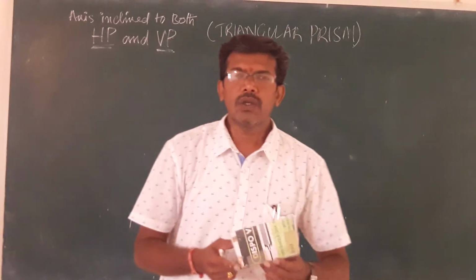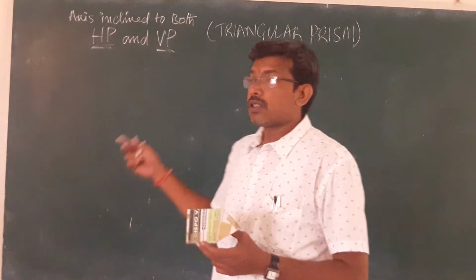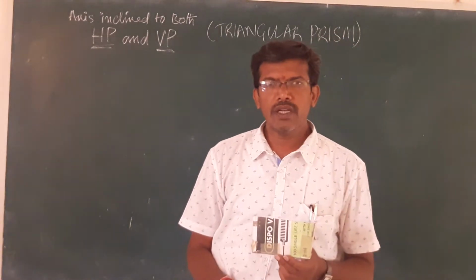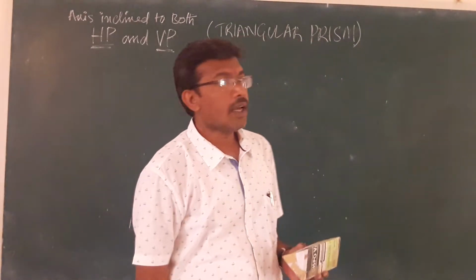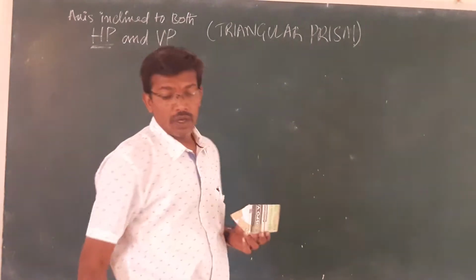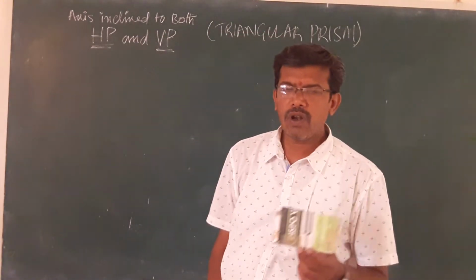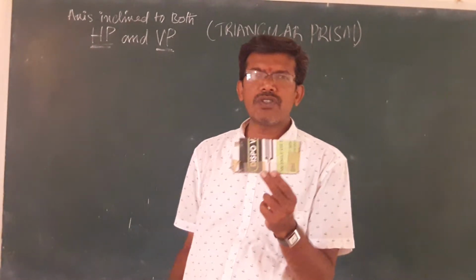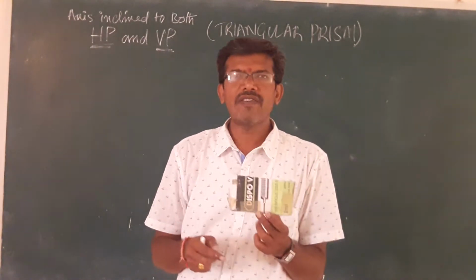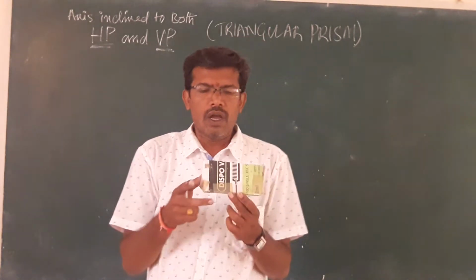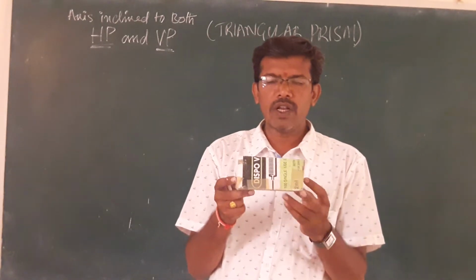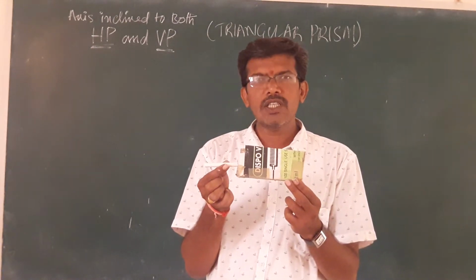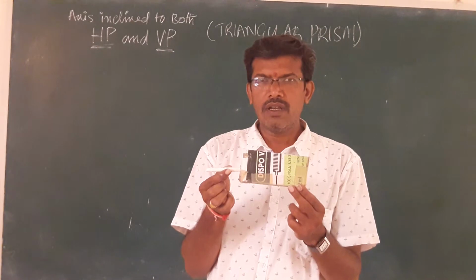So good morning. Let us see the solid whose axis is inclined to both the planes, and we are going to take the triangular prism as a problem. Now this is a triangular prism where the axis is inclined to both the planes. First, I'll take the triangular prism where the axis is like this, and I have to make this axis parallel to both the planes first.